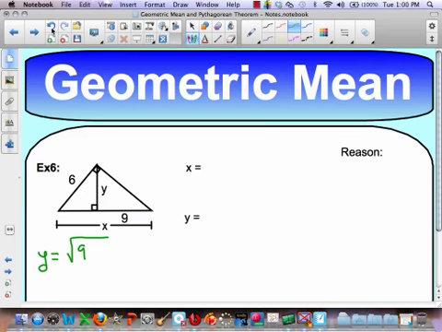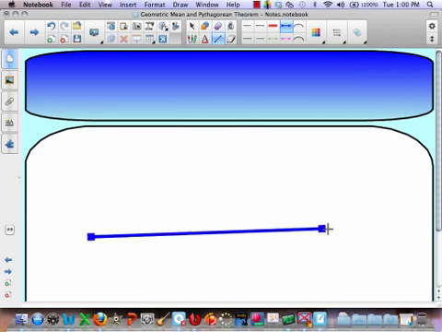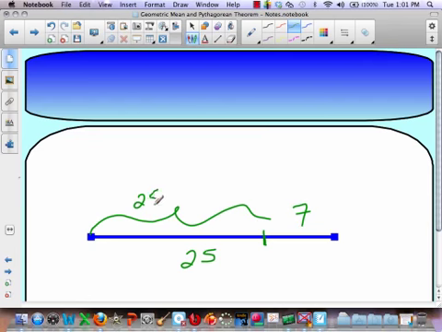Let's do a little lemma problem off to the side. I've got a segment. I'm going to say that that segment is 25 units. And that would tell you that at this point, this length is 7 units. What's the length of that missing portion? 18. Sarah, how'd you get that? So you took the whole and subtracted the given portion. So 25 minus 7, right?